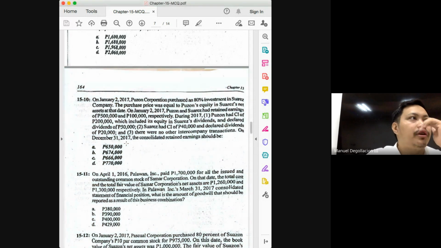Okay, so we'll focus on the computation of the consolidated retained earnings tonight, class. But before that, even before the subject class, how do you compute for the ending balance of your retained earnings? It has always been simple, class. Retained earnings beginning plus or minus profit or loss minus dividends.